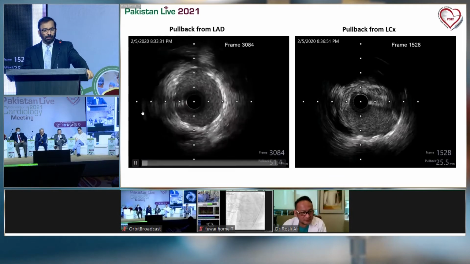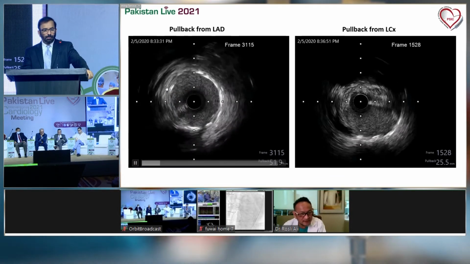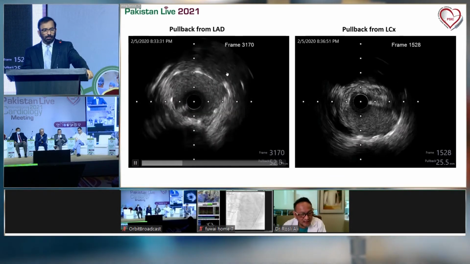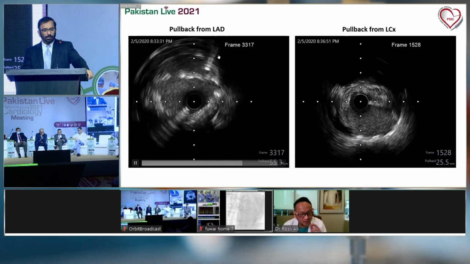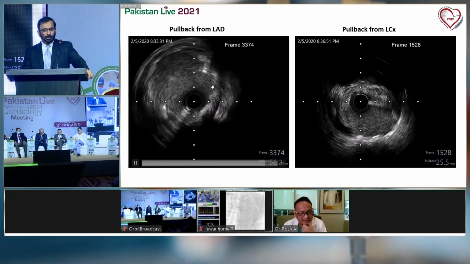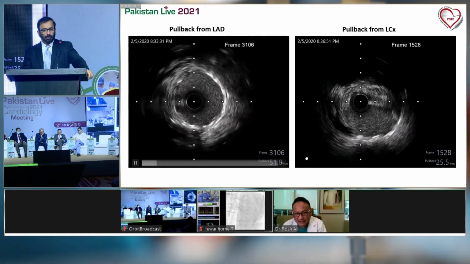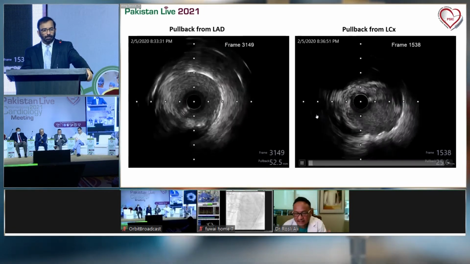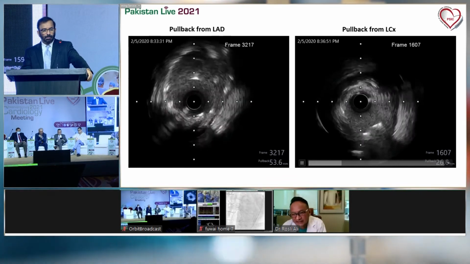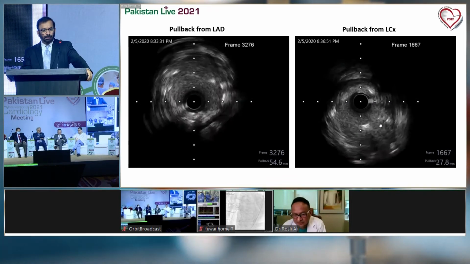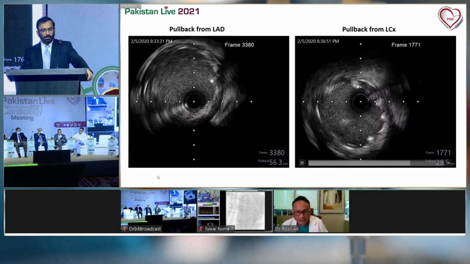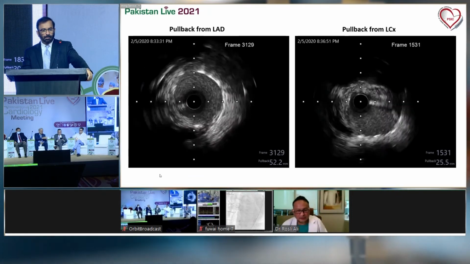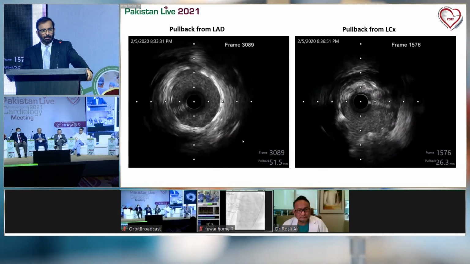This is a pullback from the LAD, and what you tend to see is the proximal LAD, and you can see the stent. This is what you tend to see for TAP: for a short distance, there will be a double stent, like a D, that meets the other stent from the circumflex. So that's what it looks like. Here is another view of the still image.